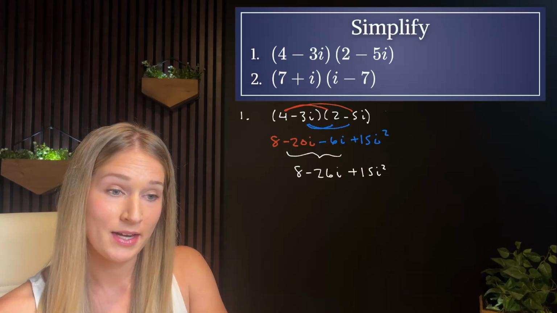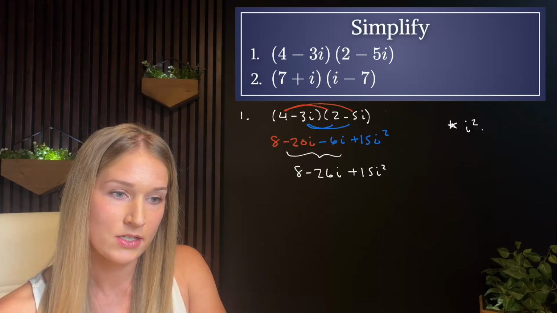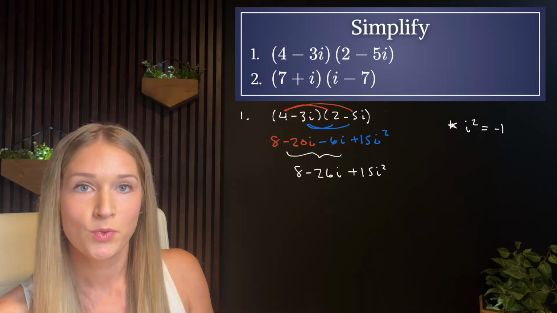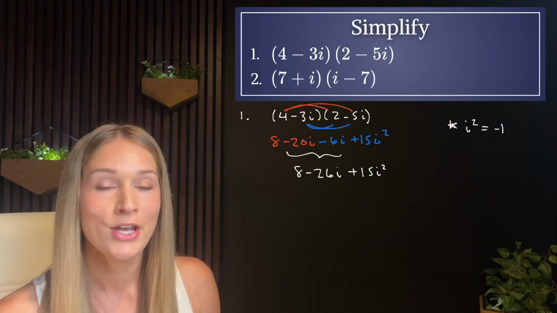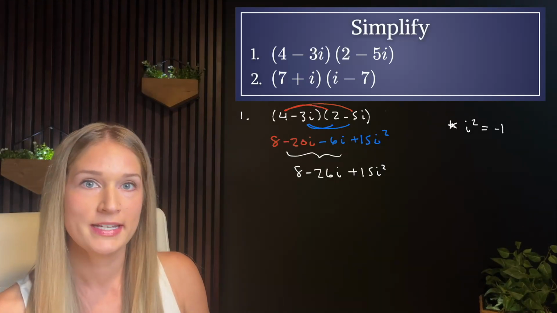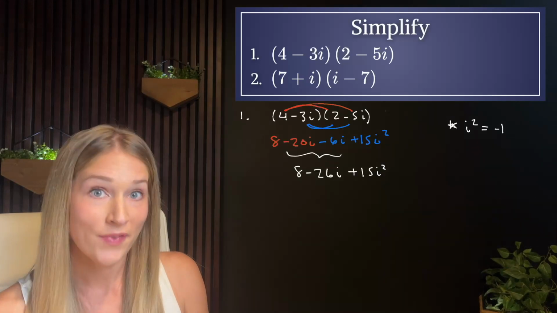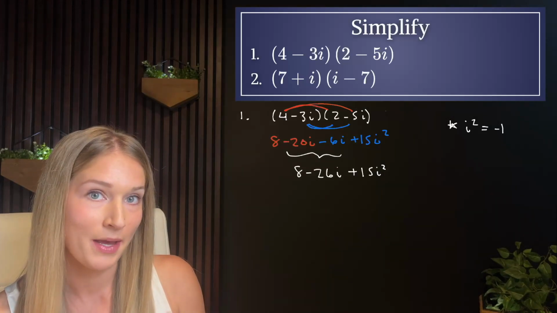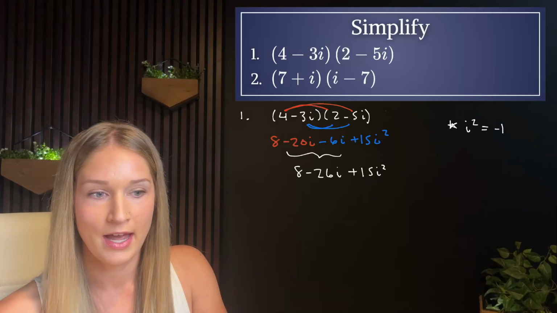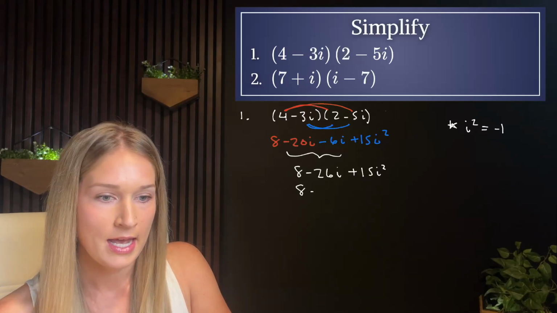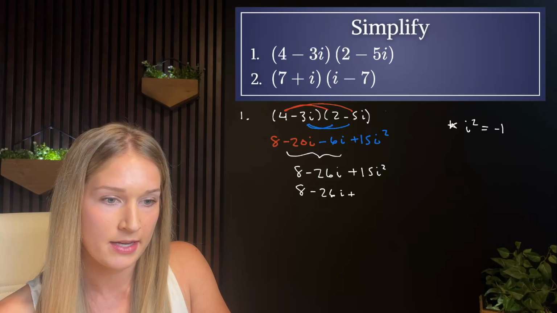And remember that i squared is equal to negative 1. Whenever you're working with complex numbers, your answer should never have an exponent on i. You should be able to simplify it all the way down to just i. So the fact that there's a power of 2 on my i tells me that I need to fix it. I use this definition of i squared being negative 1, and I just replace my i squared with that.